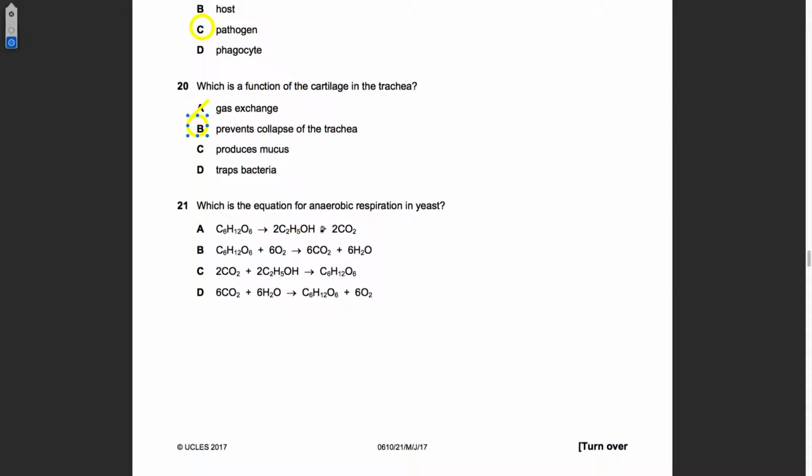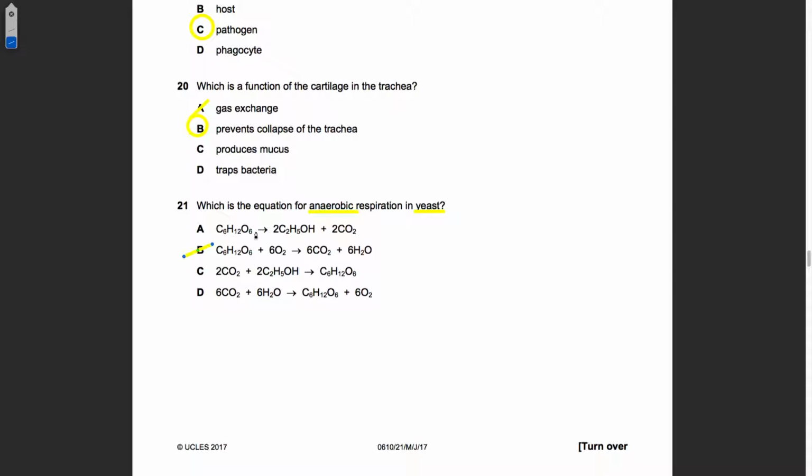Okay, 21. We are over the halfway mark now, so brilliant. The equation for anaerobic respiration in yeast just looks like a big jumble of letters and numbers. Happy days. Let's work our way through. Well, straight away, actually, I recognised it, but I'm just going to go through anyway. Anaerobic doesn't require oxygen. So there's one that says oxygen is included as a reactant on the left-hand side. That's a no-no. It's anaerobic, so it's without oxygen. So let's get rid of B.